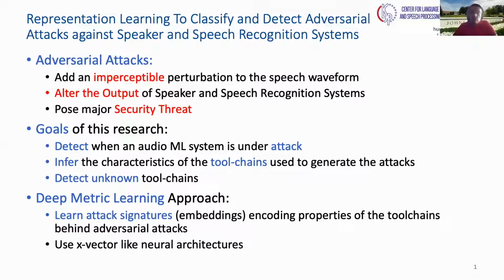The goals of this research are to detect when an audio system is under attack, and also infer the characteristics of the tool chains used to generate the attacks, for example, the attack algorithm. Also, to detect unknown tool chains. The approach we follow is deep metric learning. So we want to learn attack signatures or attack embeddings that encode the properties of the tool chains behind the attacks. And for this, we use S-vector-like neural architectures.